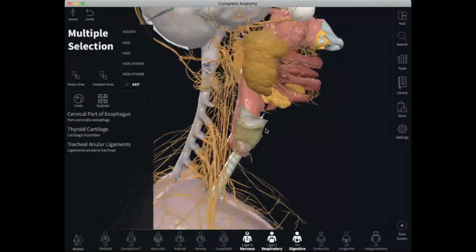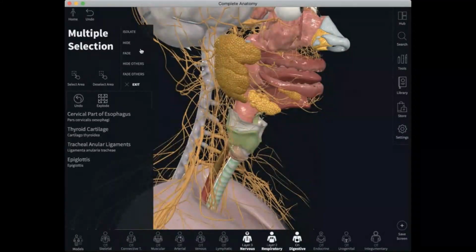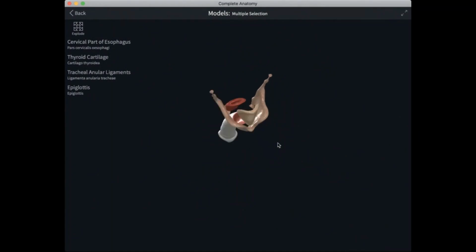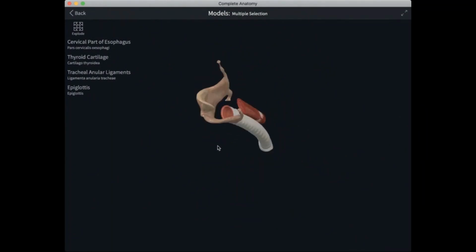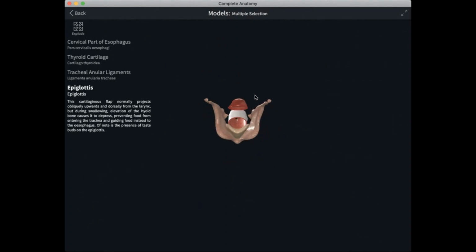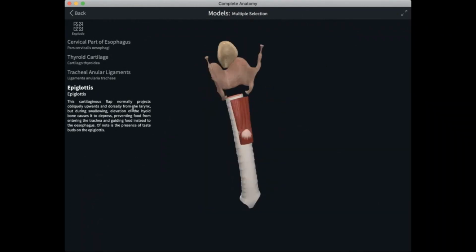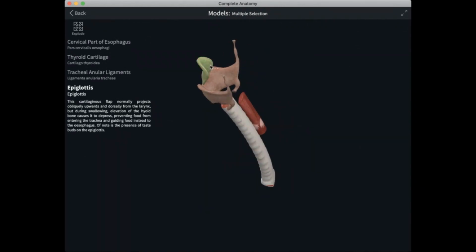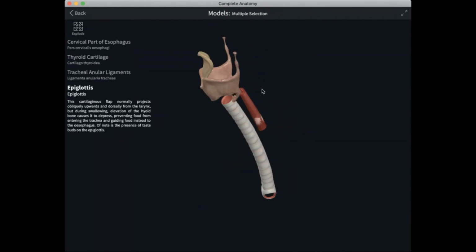What you see here, this is the esophagus and this is the respiratory passage. This piece of cartilage is called the epiglottis. Whenever you swallow food, this epiglottis will close the respiratory passage and allow the food to pass into the posterior aspect, the esophagus.